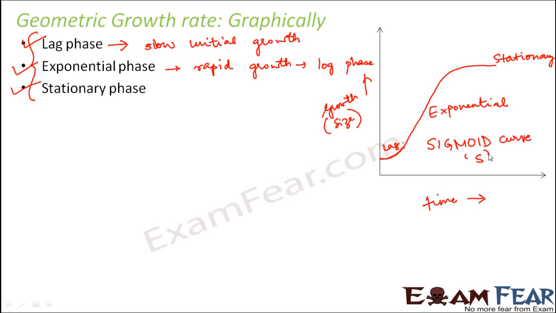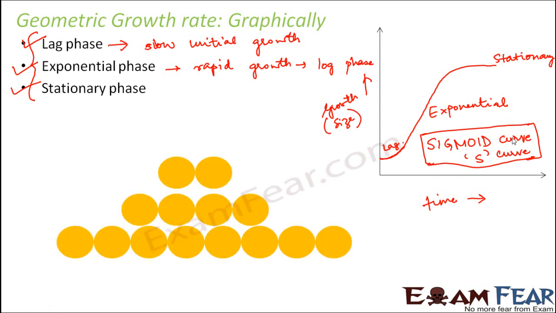Sigmoid curve, or often it is known as the S curve. Like how in case of arithmetic growth rate you had the linear curve, similarly here you have the sigmoid curve or the S curve. So this is how we can represent the geometric growth rate graphically. Now this curve is often known as the growth curve. It is also called growth curve. The sigmoid curve is the most common growth curve. That is because most of the cells, tissues and organs divide by geometric growth rate. So geometric growth rate is more common than arithmetic growth rate in plants.